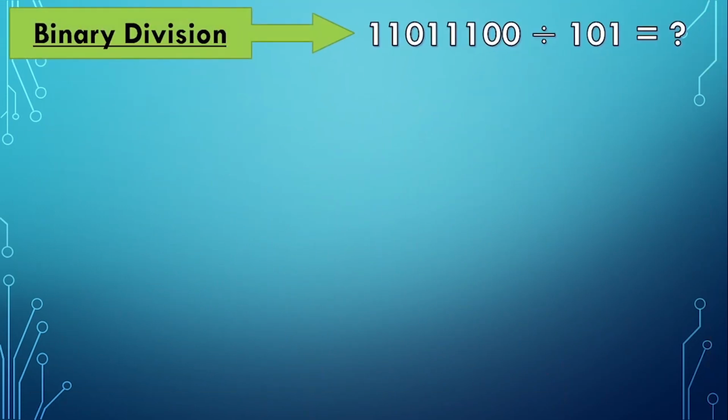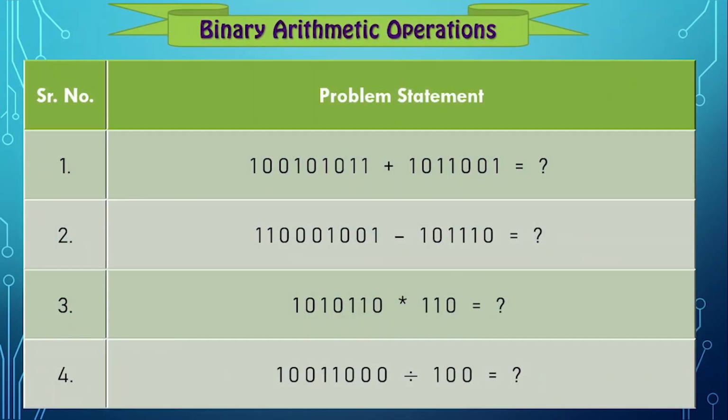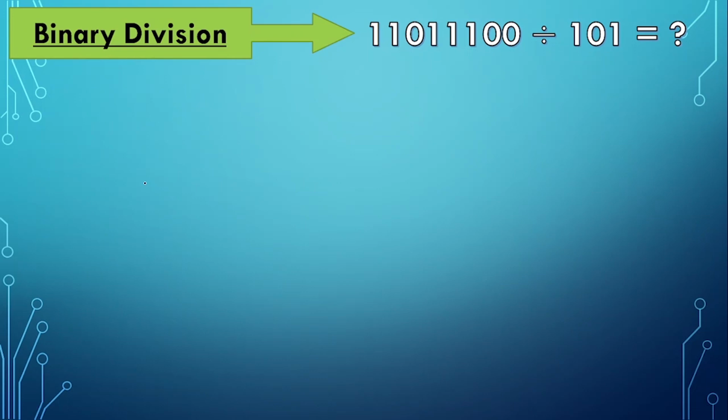And lastly, the binary division. So what we will do, for binary division, we will do 1 1 0 1 1 1 0 0 divided by 1 0 1. So very first you will decide whether, see, if the quotient is possible, then it will always have 1, and if it is not possible, then it will have 0. Okay, so the very first time it will be 1, so you will have 1 0 1 over here.